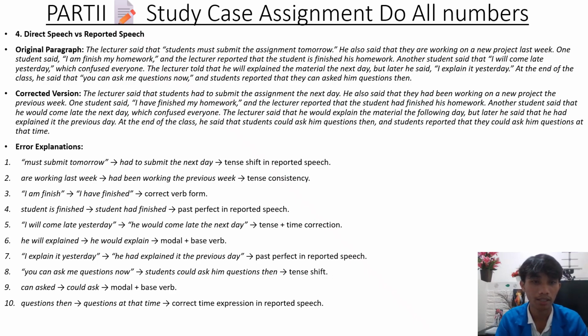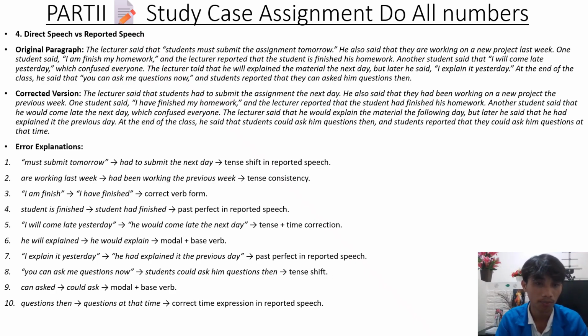For error explanations, 1. Must submit tomorrow, change to had to submit the next day. Tense shift in reported speech. 2. Are working last week, change to had been working the previous week. Tense consistency. 3. I'm finished, change to I have finished.